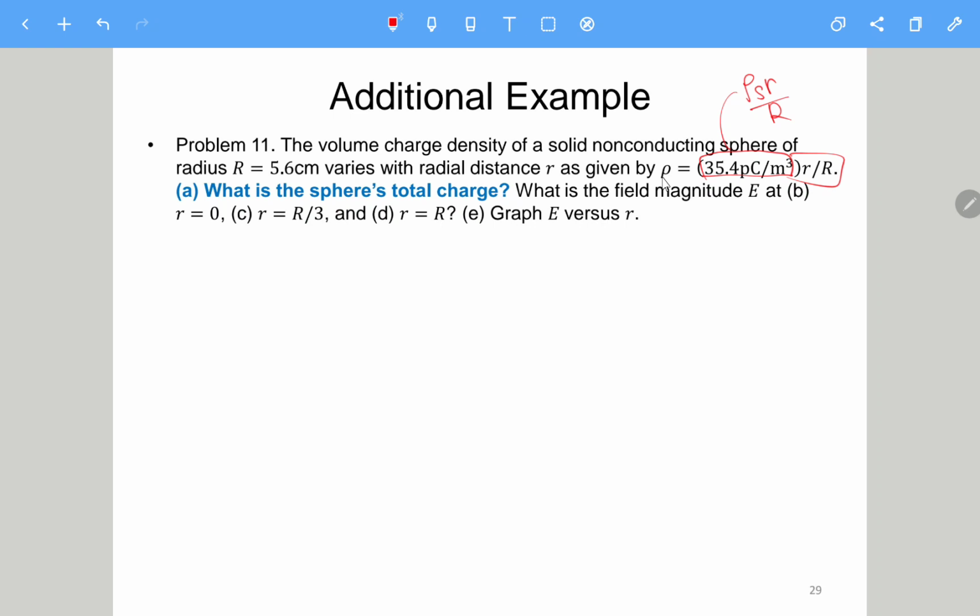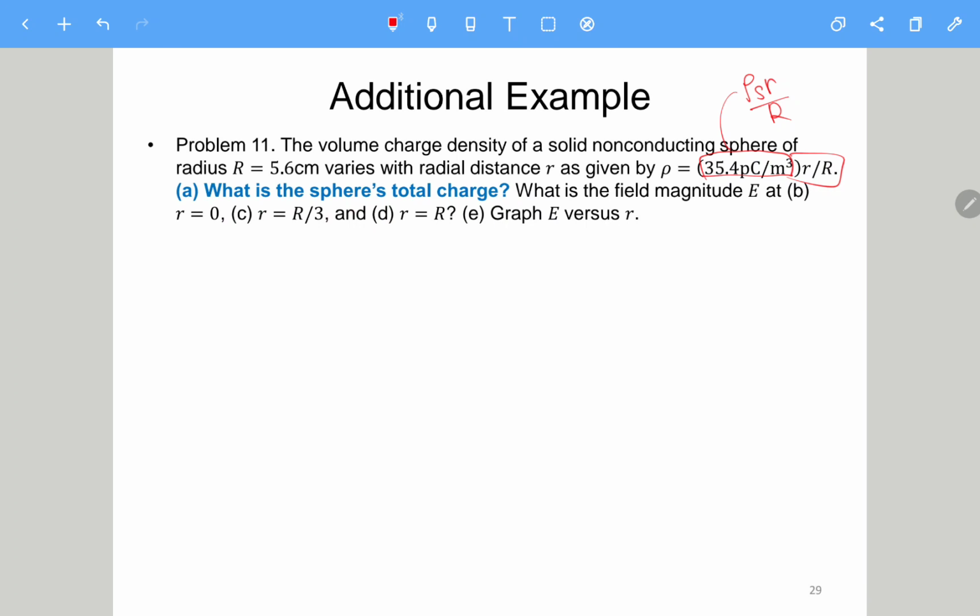So this is the so-called volume charge density, and this is a constant, which will be the density on the surface. Okay, it asks you what is the sphere's total charge. This is what is the sphere's total charge.